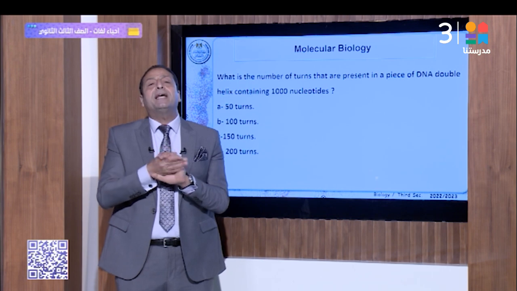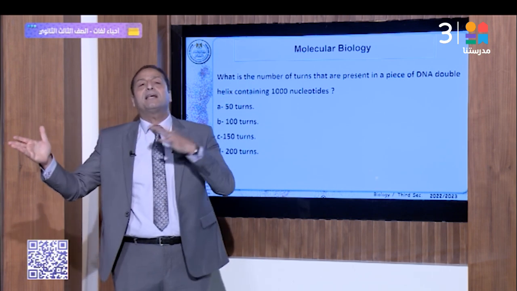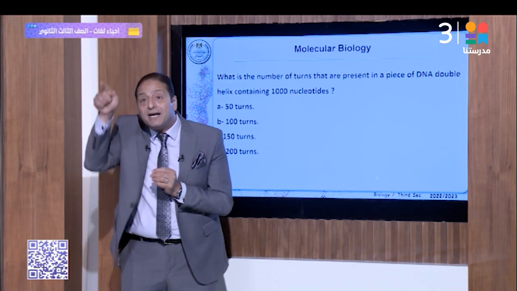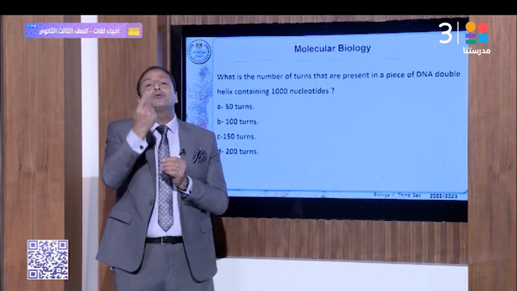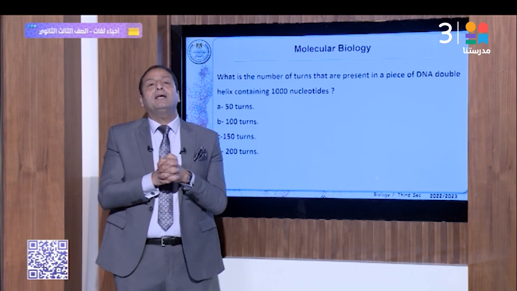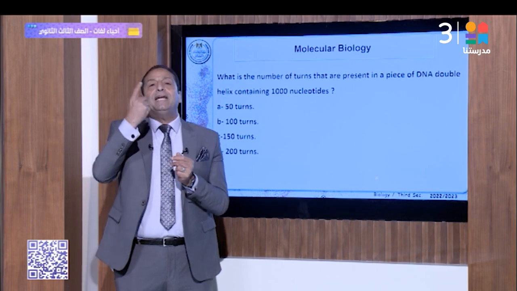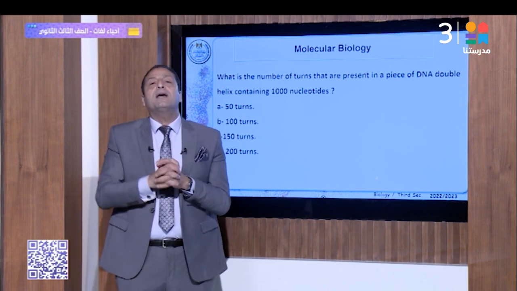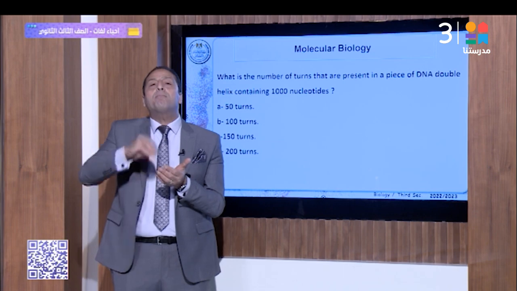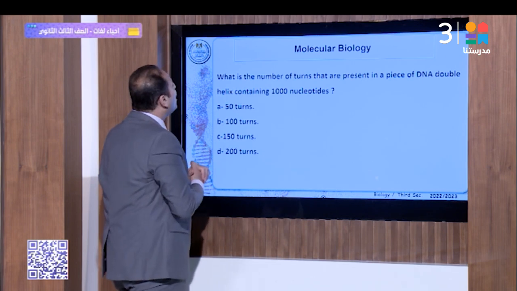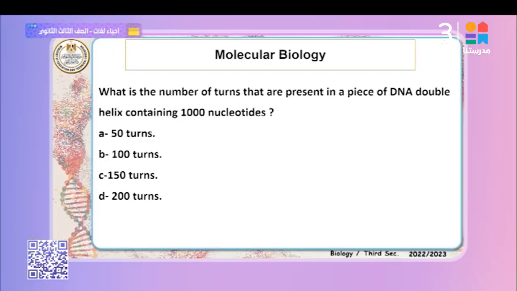Each turn contains 20 nucleotides: 10 in one strand and 10 in the opposite strand. Each turn contains 20 nucleotides. Okay? If there are 100 turns, what is the number of nucleotides? 100 times 20. The number of nucleotides divided by 20 gives the number of turns. That's right? Okay. Now we are going to focus on this question: what is the number of turns present in a piece of DNA double helix containing 1,000 nucleotides?